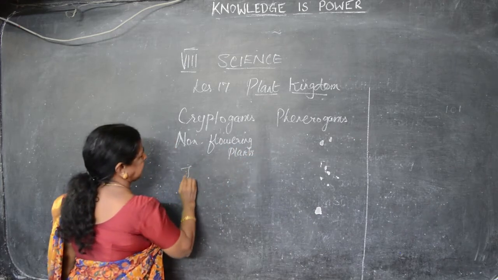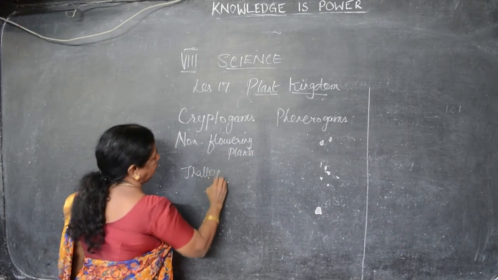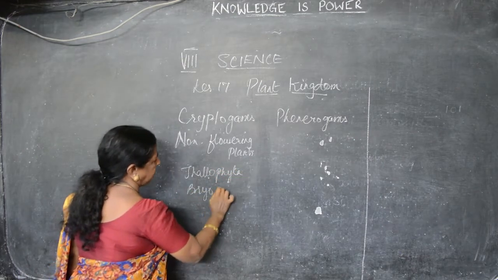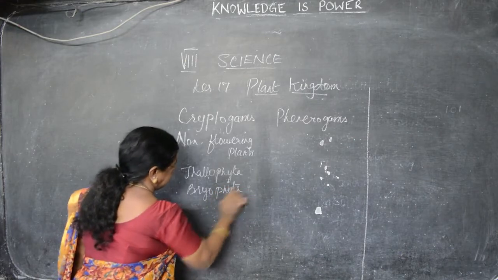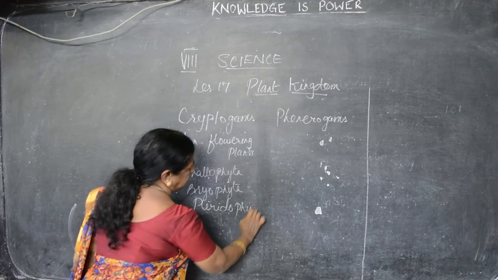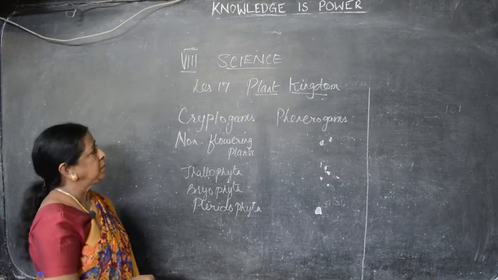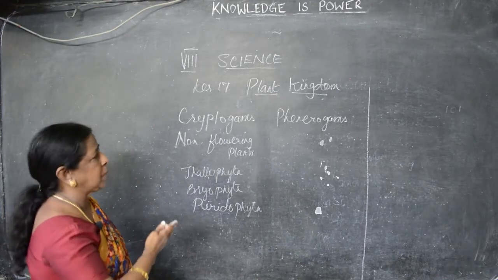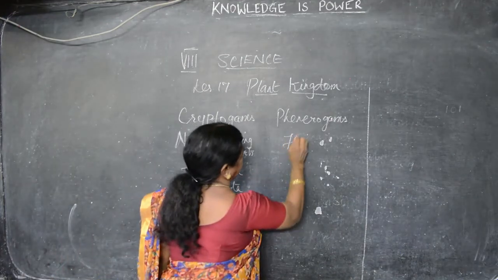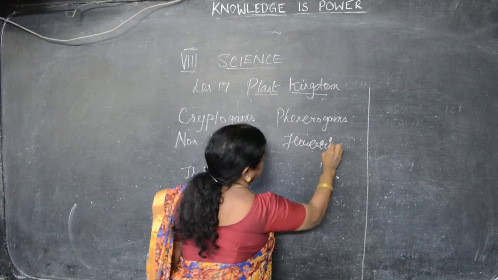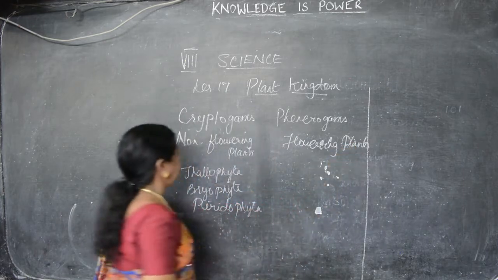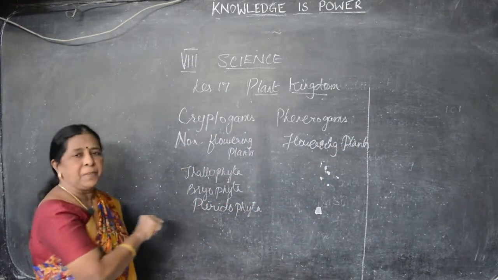They are thallophyta, bryophyta and pteridophyta. Yes, P is silent, I said. Do you remember? So, under the plant kingdom, that is divided into two kinds, cryptogams and phanerogams. So, cryptogams, non-flowering plants, phanerogams, flowering plants. Under the non-flowering plants, thallophyta, bryophyta and pteridophyta.